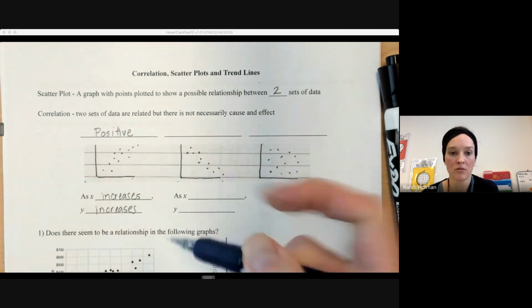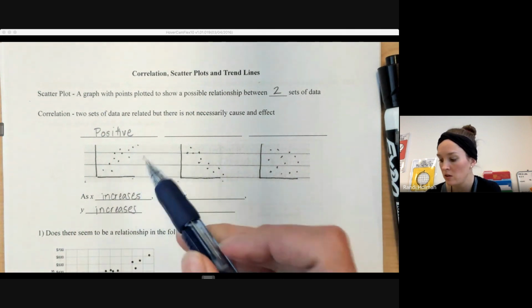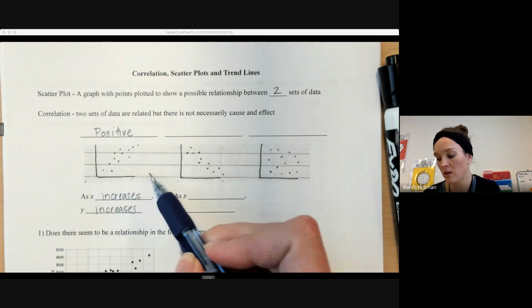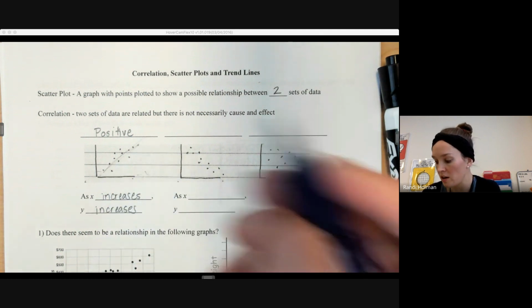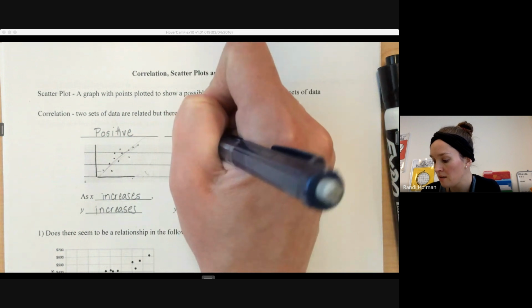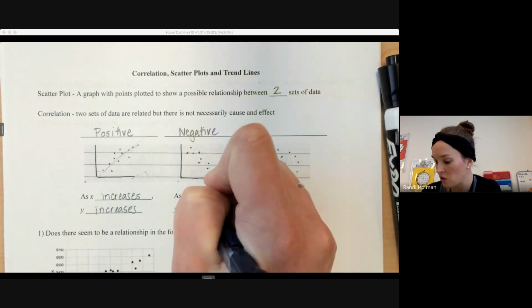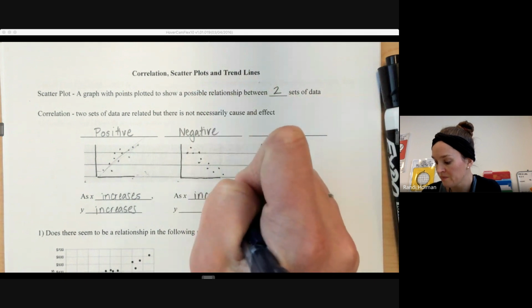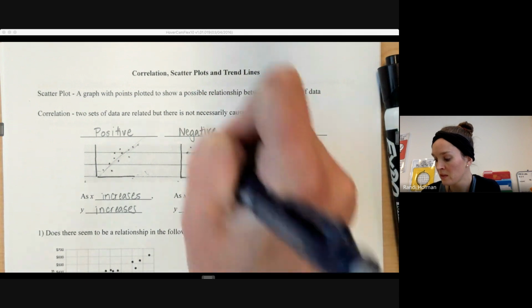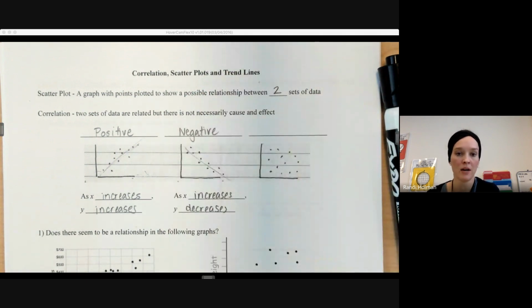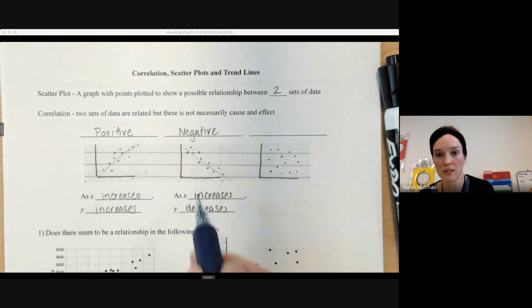So we're also going to look at this from the perspective of, as x increases, what are your y values doing? So you can see here as my x values are getting larger, my y values are also getting larger. That's a positive correlation. Okay, we could also have negative correlation, which means that as your x increases, your y decreases. So generally we're going down, right, from left to right. As these x values are getting larger, your y values are getting smaller.